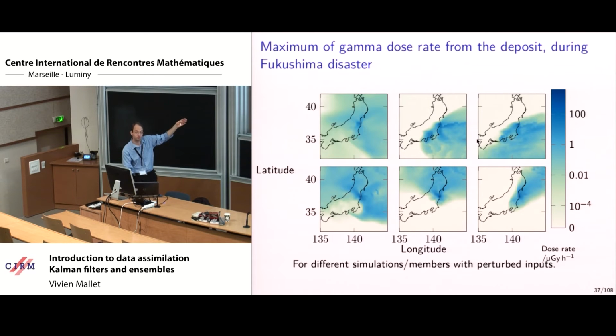And so your members can look like this. They will tell you in which regions you have agreement between all these ensemble members, and so low uncertainty, and regions where it varies a lot because someone says there's nothing, while another says there's something. Here you have a lot of uncertainty. And it's going to show in your PDF thanks to the ensemble.